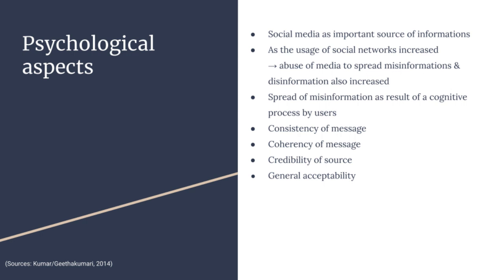The spread of misinformation is the result of a cognitive process by users. This is based on their assessment of the truth value of information. Acceptance of information is characterized by the consistency and coherency of the message, by the credibility of the source, and by the general acceptability.